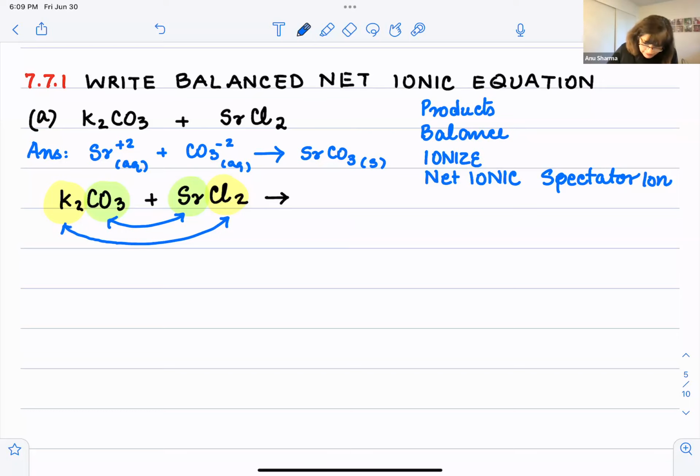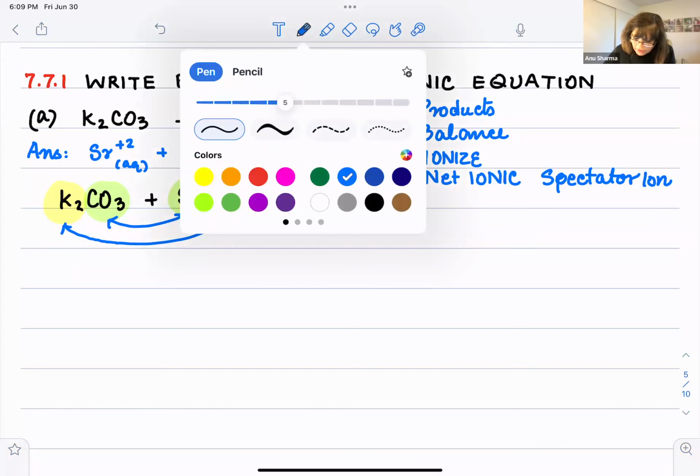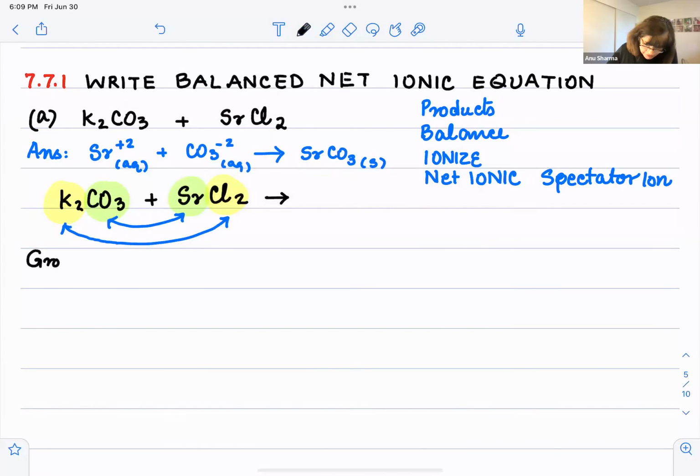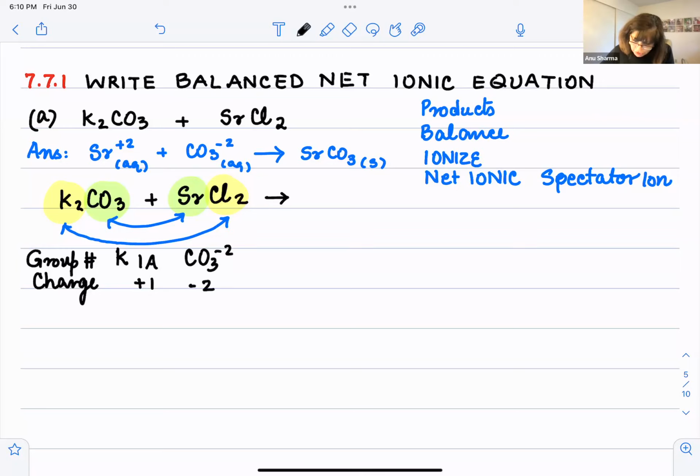Okay, it's very important you know these first so that you get the right product here. First of all, remember the group numbers and the charges, that table I showed you earlier when the nomenclature was there. So refer to that. Potassium is in group 1A and the charge is +1. And then the carbonate is just a regular -2 charge. Okay. Strontium is in group 1A and the charge is +1. Chlorine is group 7A, so the charge is -1.